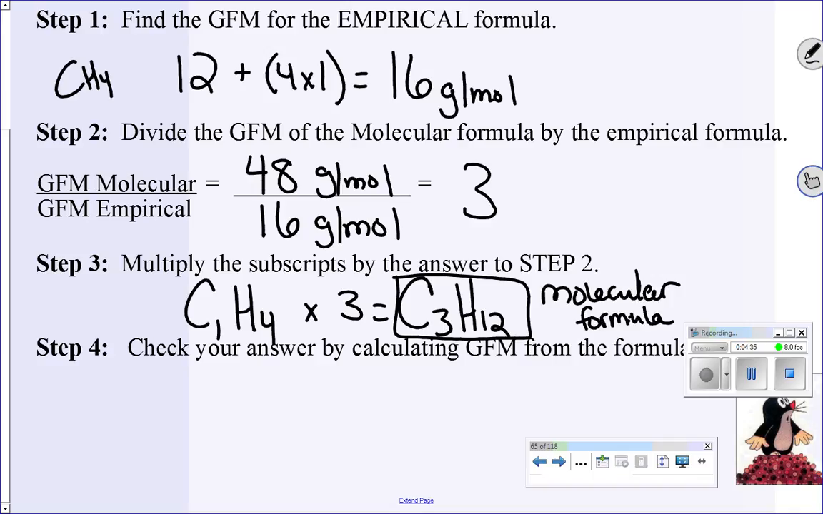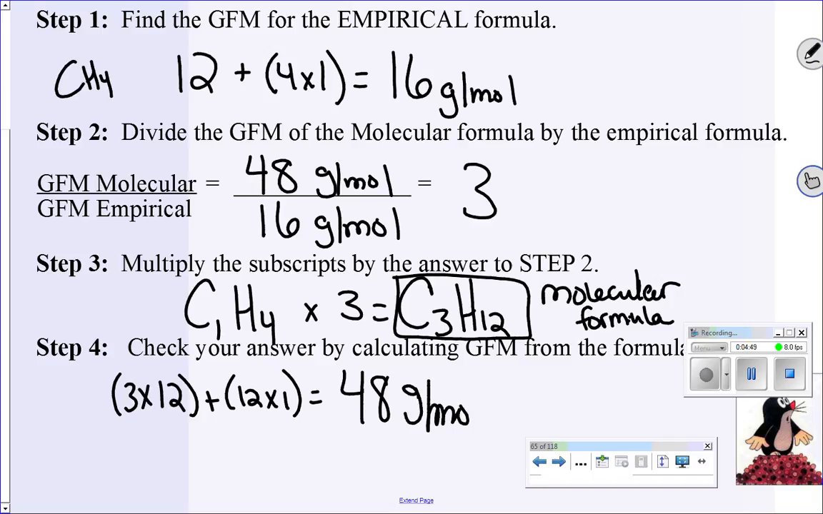Now, in order to check our answer, we can go back and calculate our GFM. So 3 carbons times 12 plus 12 hydrogens times 1, punch those all into your calculator, and you will get our 48 grams per mole. So that checks out. Good to go.